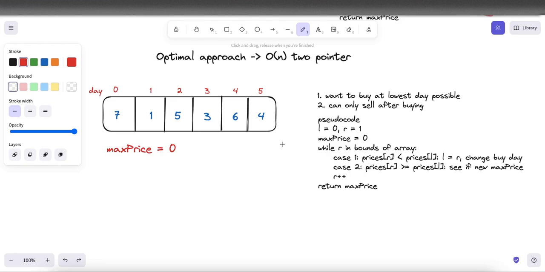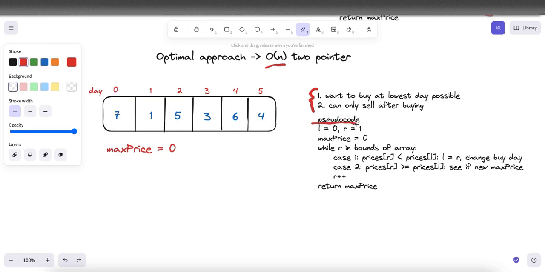We can optimize this approach using a two-pointer approach, which allows us to achieve a linear time complexity. This can occur because we take into consideration two facts. One, that we want to buy the stock at the lowest day possible, meaning at the day at which its value is lowest. And two, we can only sell the stock after buying the stock.